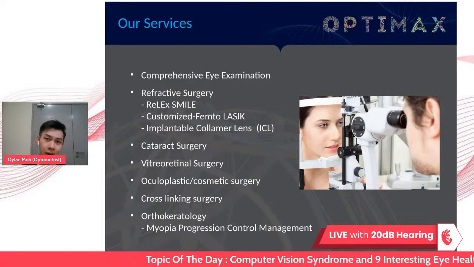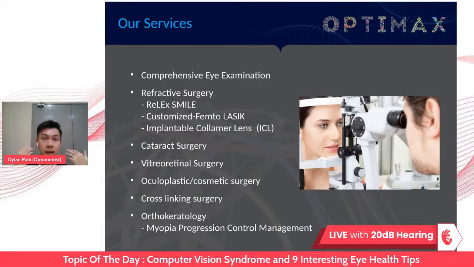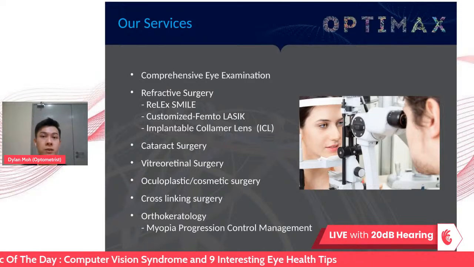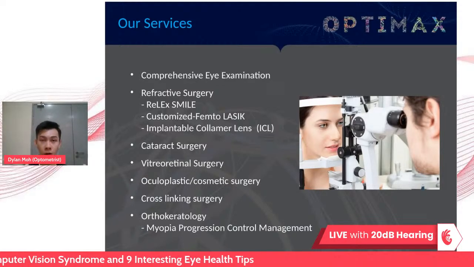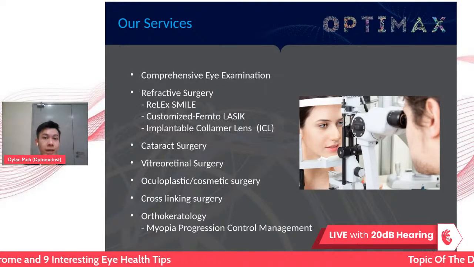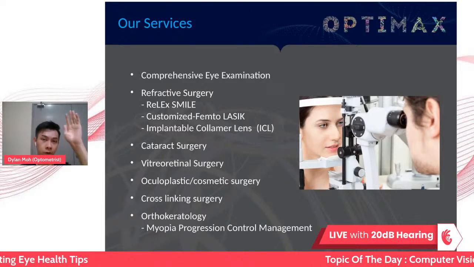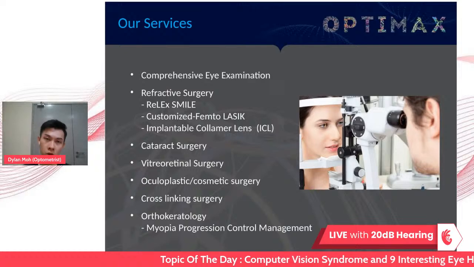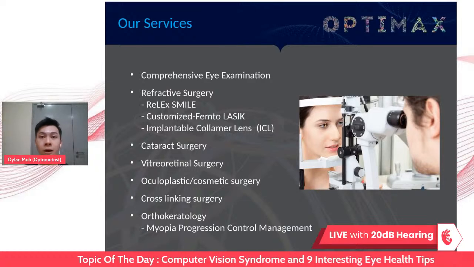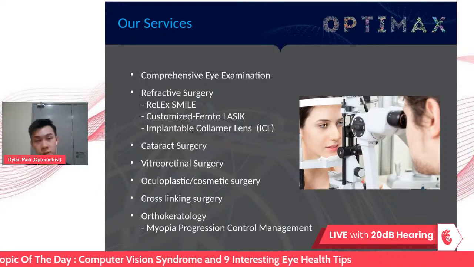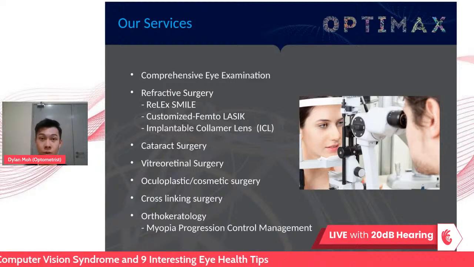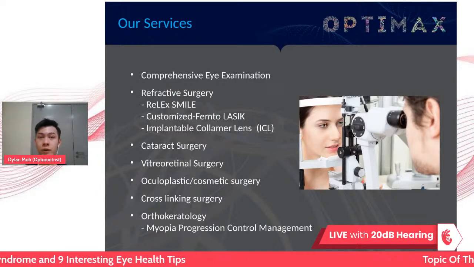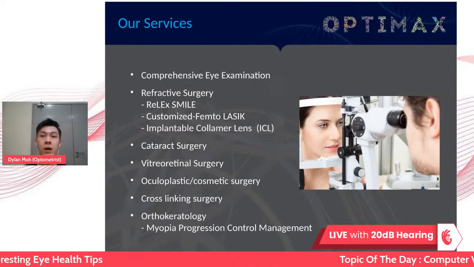And for those who are having internal eye issues, we also provide those kinds of services as well. Basically, overall, we provide service from the front part of the eye until the back part, the deepest part of the eye. Last but not least, for kids who have high power, and their parents want to control their power, we also provide those kinds of management.